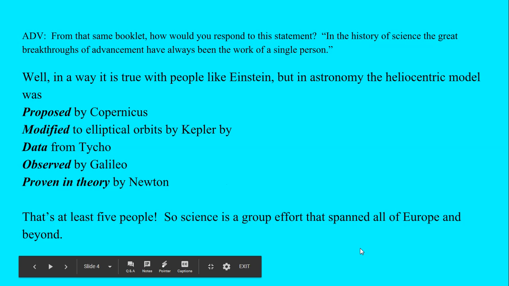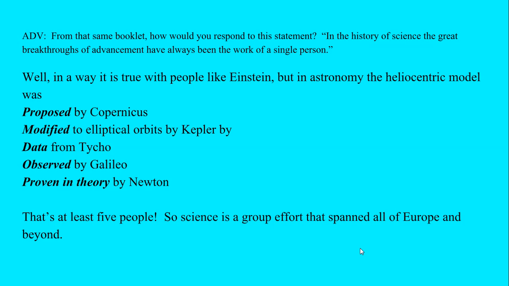Now, when we looked at this, one of the things, and this is not testable, the slide is blue. How would you explain that in the history of science the great breakthroughs of advancement have always been the work of a single person? Well, it's patently false. Hollywood loves the idea that one person changed the world. And some, like Einstein, he was just like right out of the blue. There were some other people working towards him, but he was one of the few, him and Newton, that really did something nobody else did.